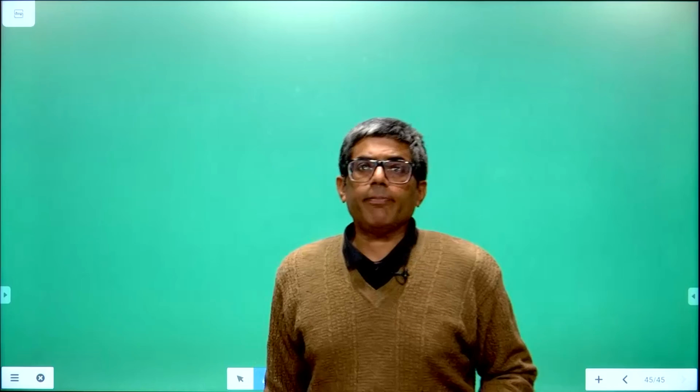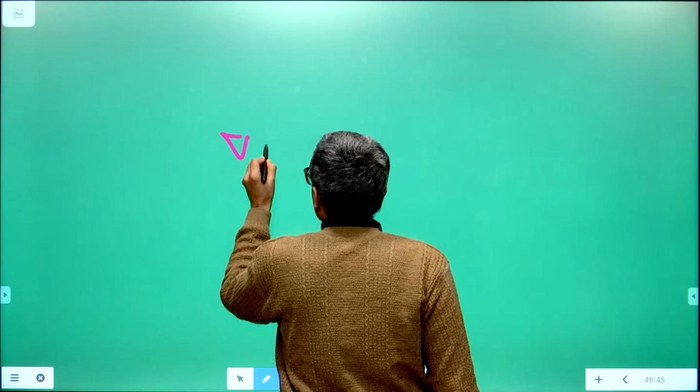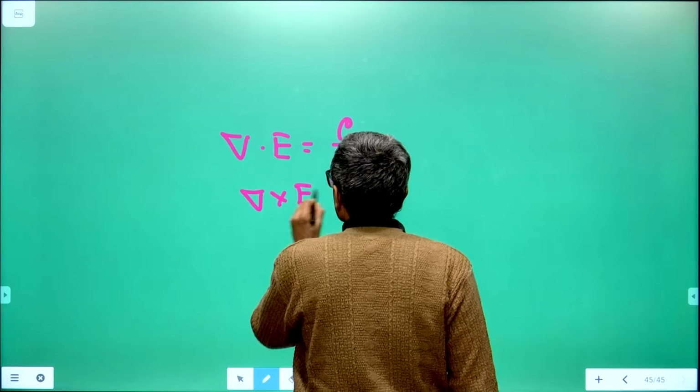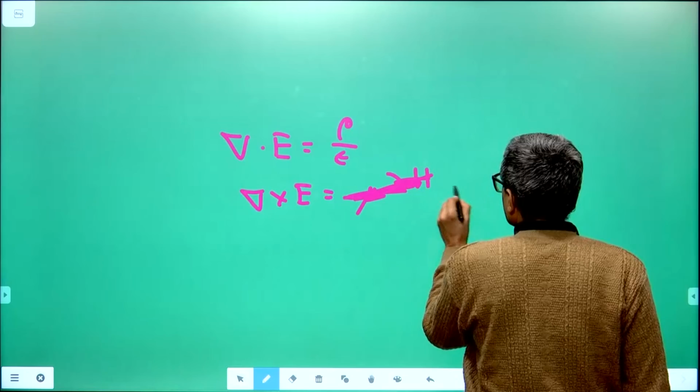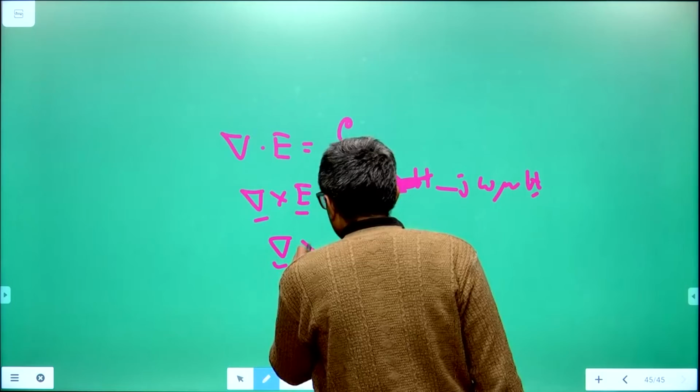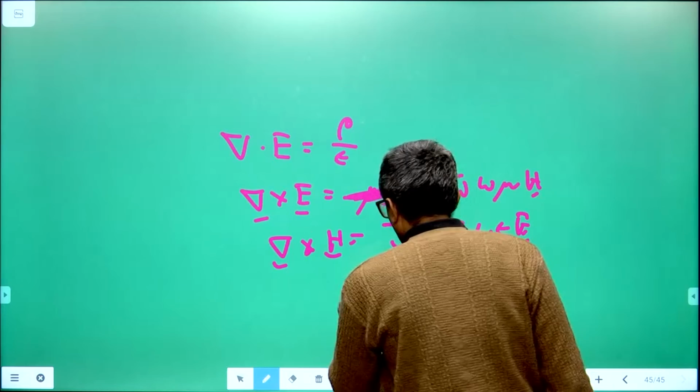So, what sort of Maxwell equations will you use? You will use del dot E equals rho by epsilon, and del cross E equals minus mu times the time derivative of H. You are looking at a fixed frequency omega, so del cross E is minus jω mu into H at that frequency, del cross H is J plus jω epsilon E, and del dot H is equal to 0.